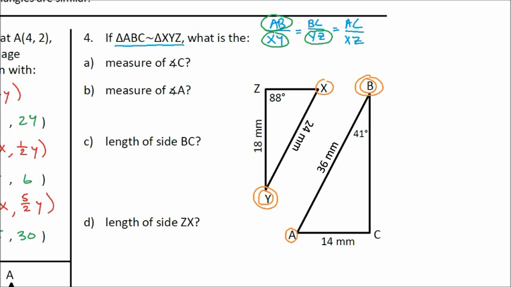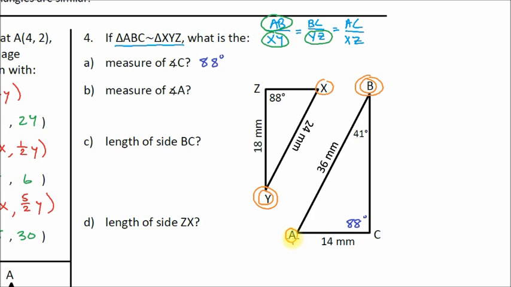All right, let's check our answers now. What is the measure of angle C? Well, I don't know, but I do know that C corresponds to Z, and Z is 88. That means the measure of angle C has to be 88 degrees. I'm going to go ahead and label that, since I know it.